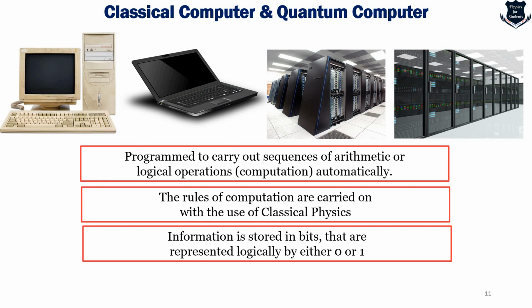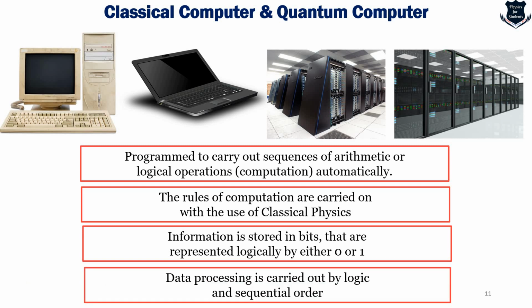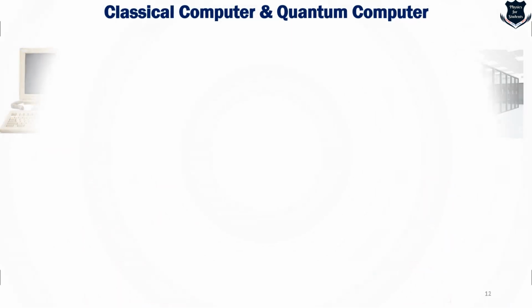What do I mean by classical physics? This: information is stored in bits that are represented logically by 0 or 1, and the data processing is carried out by logic in sequential order. So this is a basic definition of what was going on before the arrival of the quantum computer: it was logical, it stored data in bits and bytes, 0 and 1, and it followed the laws of classical physics and logic in sequential order.